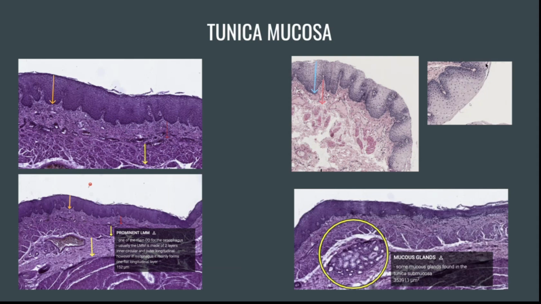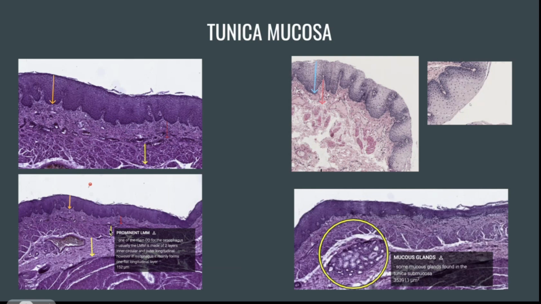So there's that. And then when we talk about the lamina propria mucosa, it is made up of loose connective tissue with different blood vessels and nerves. As you can see, this is loosely arranged connective tissue. So obviously that is the lamina propria mucosa. And then when we talk about this layer specifically, this one is called the lamina muscularis mucosae.